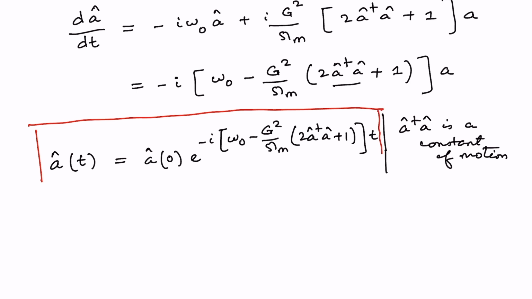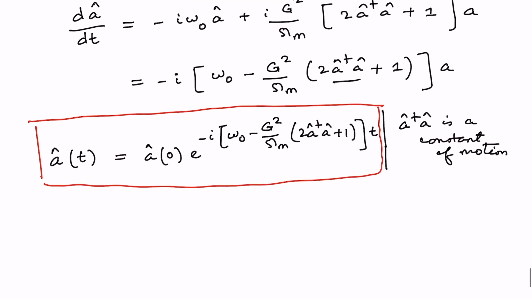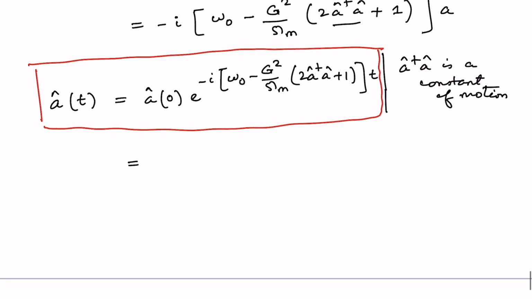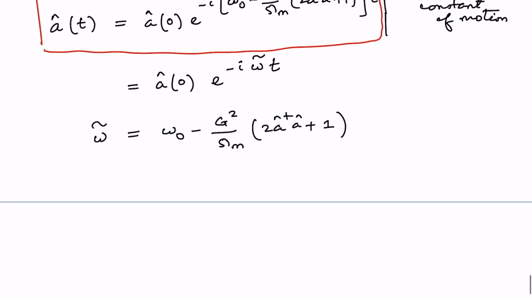So what does it mean? Let us analyze it. By the way, I can write it also in this form. You see the frequency is now getting modified. I have a of 0 e to the power minus i omega tilde into t, where omega tilde, the new frequency, is omega 0 minus Z square by capital omega m twice a dagger a, that's the photon number. This is what you have.